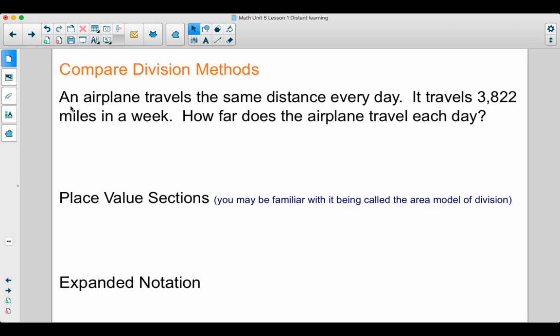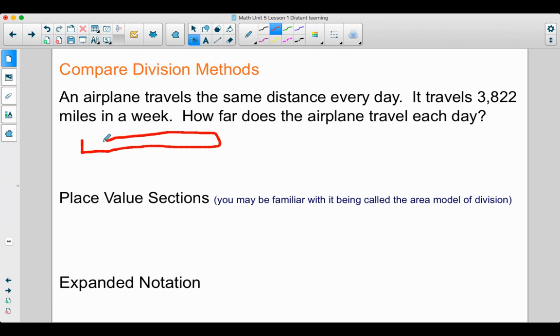And we have this situation. An airplane travels the same distance every day. It travels 3,822 miles in a week. How far does the airplane travel each day? Anytime I have a word problem, I want to make sense of it with a model. Me, personally, I like to use bars to model problems.